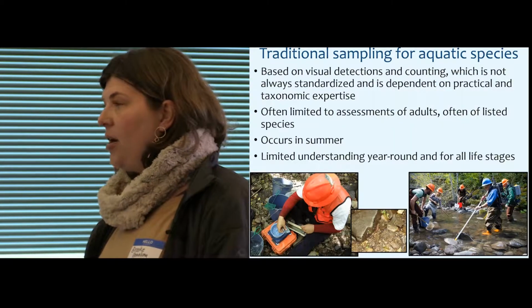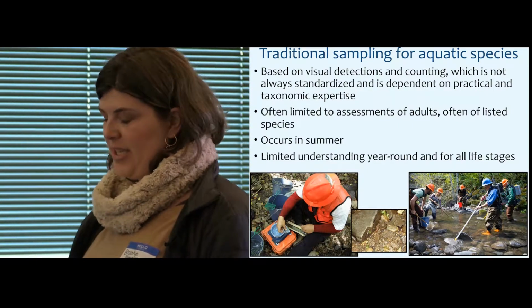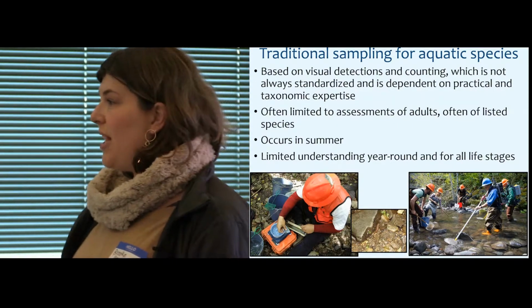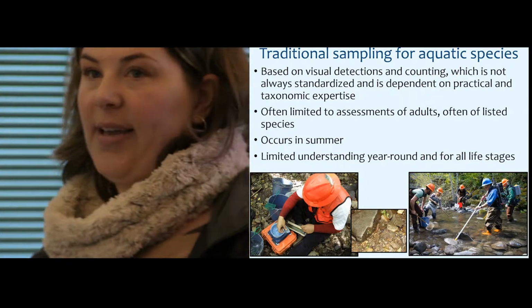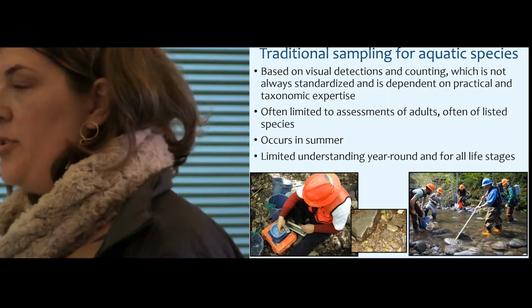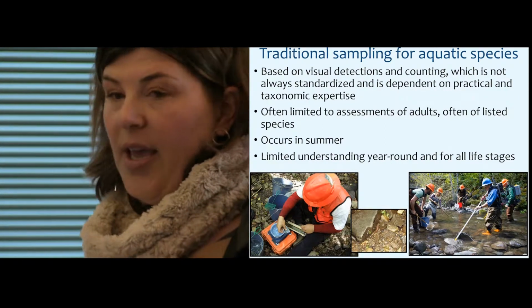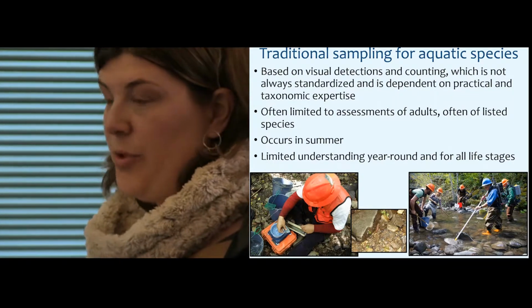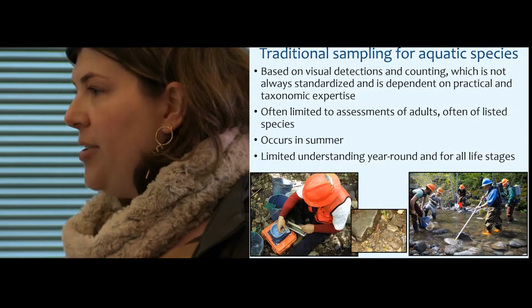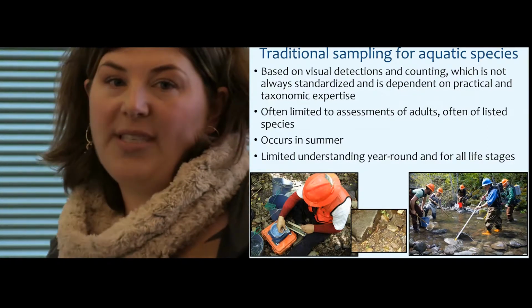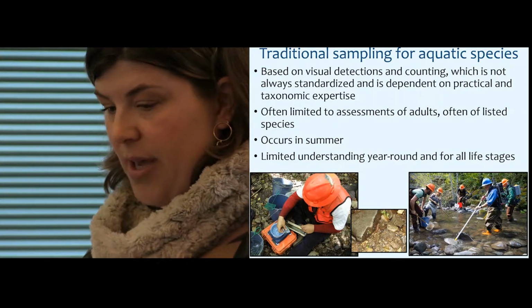Traditional sampling in our aquatic environments is based on visual detections and often includes counting of the species that we find, which is not always standardized across crews and across regions. And it's also dependent on the practical and taxonomic expertise of the individuals that are doing those samples within the field. And it's often been limited to assessments of adults. And in general, because of funding, it's also limited to those species that are listed. So these species that are actually threatened or endangered in our systems.